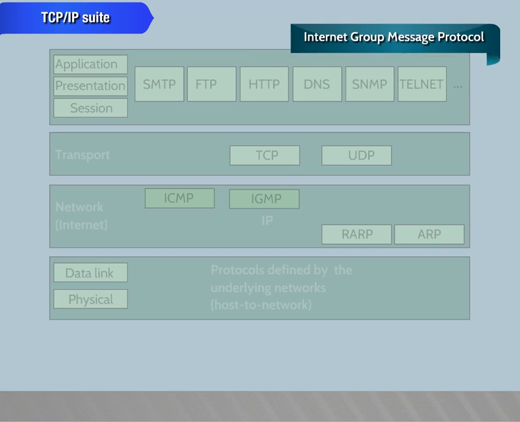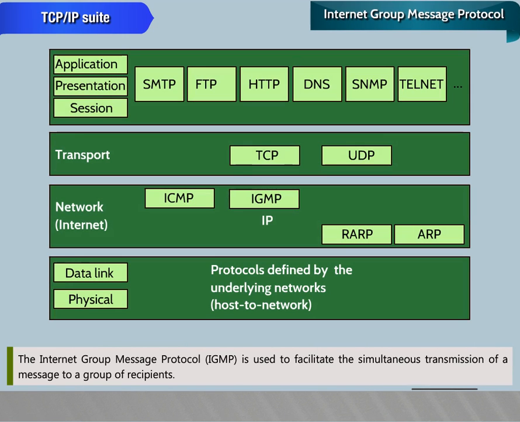Internet Group Message Protocol. The Internet Group Message Protocol (IGMP) is used to facilitate the simultaneous transmission of a message to a group of recipients.